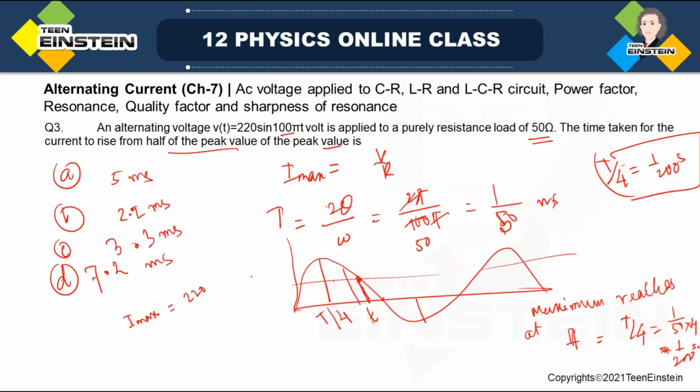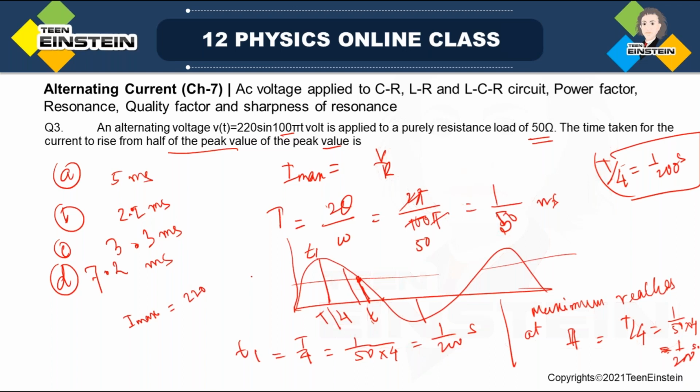So what we have done is find the time taken for reaching the peak value, that is T1, and that is the time period by 4, because it takes T by 4 time. T was given as 50, so T by 4, that is T1, is 200 second. So this is the time when it reaches the peak value, and let us take when it becomes half.